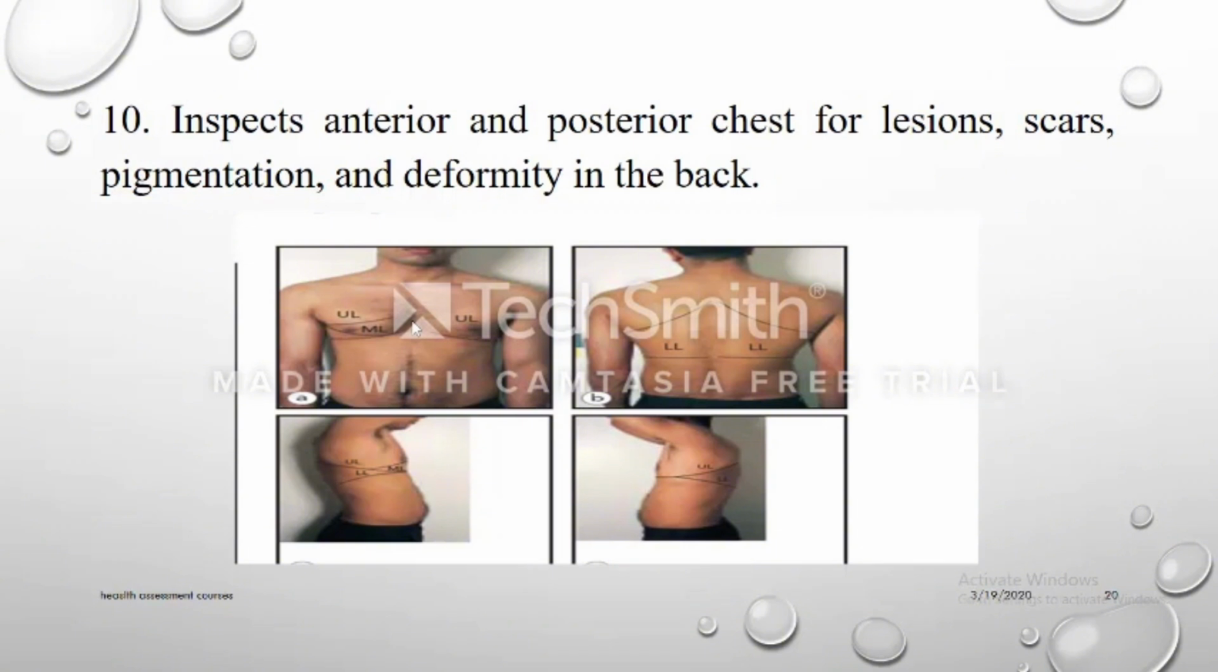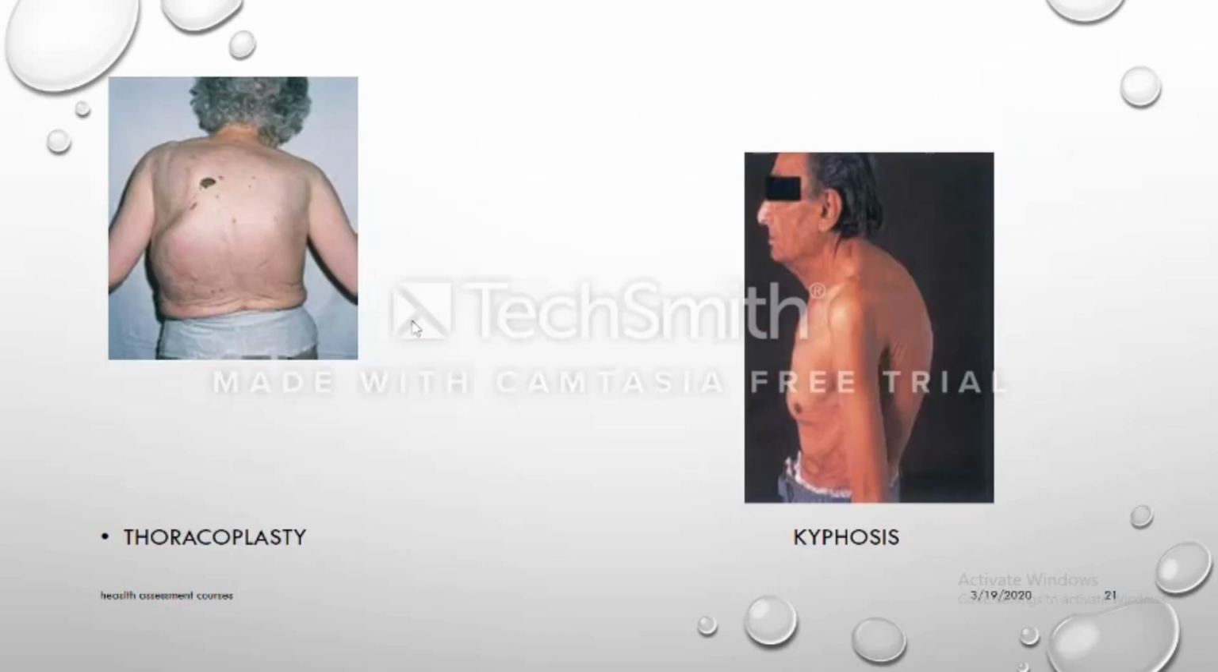Number 10, we do inspection of the anterior and posterior chest for lesions, scars, pigmentation and deformity in the back. Okay. As we see here, there is a thoracoplasty and here there is kyphosis, and this abnormality can affect the respiratory system assessment.